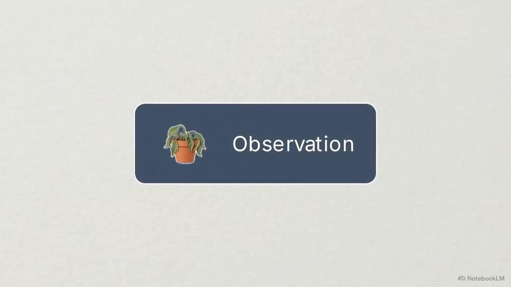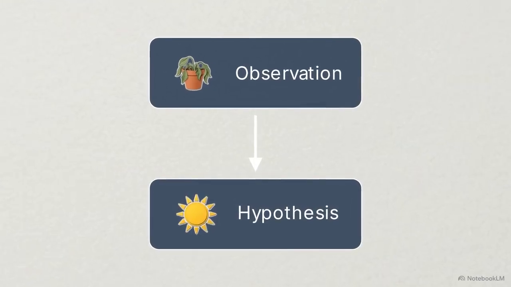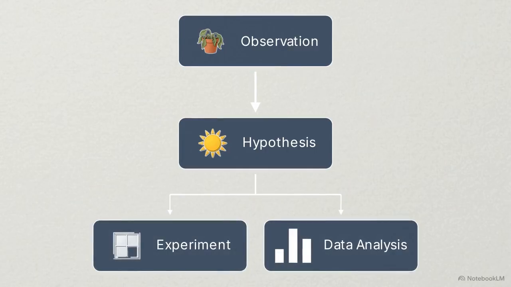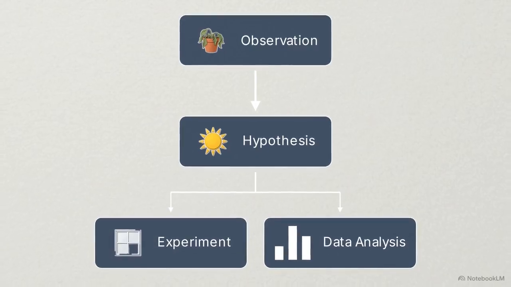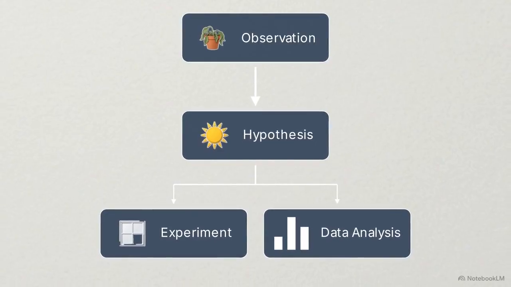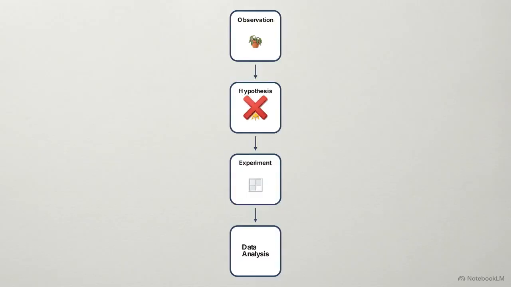It starts with an observation, noticing a wilting houseplant. That leads to a hypothesis, guessing the plant needs more sunlight. Next, during experiment and data analysis, we test the hypothesis by moving the plant to a window and tracking its health. Often, the plant keeps wilting. The initial guess turns out to be completely incorrect. A failed test provides valuable new data.